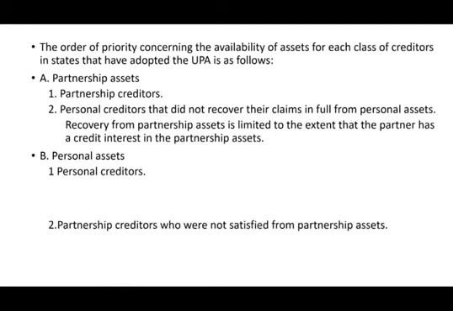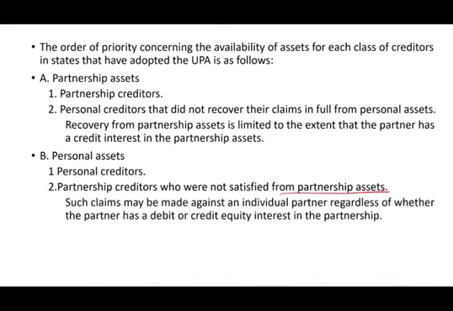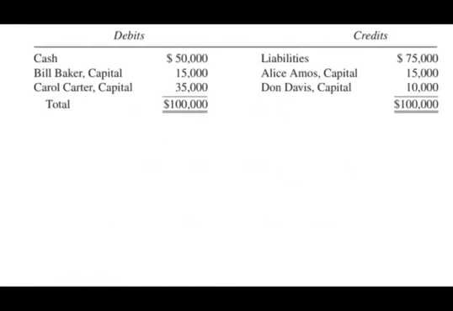Now, partnership creditors who are not satisfied from the partnership assets, again, that's me, but now I did not pay all my debt in the partnership. Now, such a claim may be made against an individual partner regardless of whether the partner has a debit or credit interest in the partnership. They can go after me. But first, the priority is for the personal creditor. The best way to illustrate this is to actually look at an example.